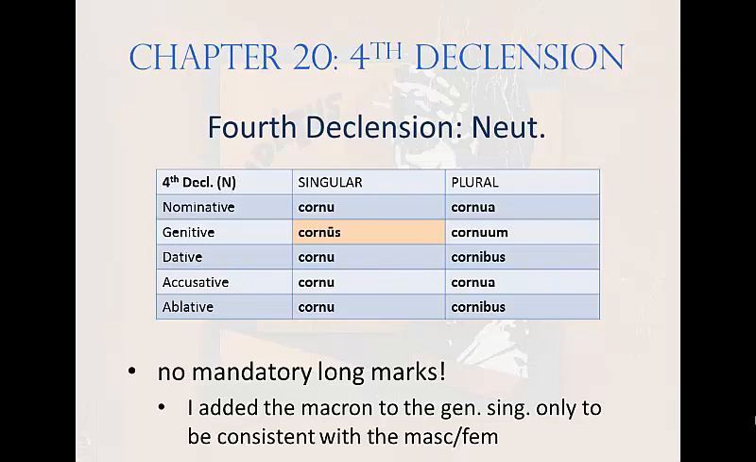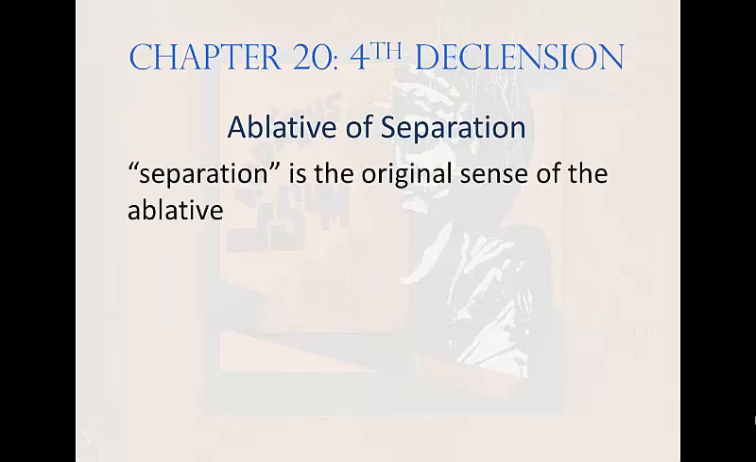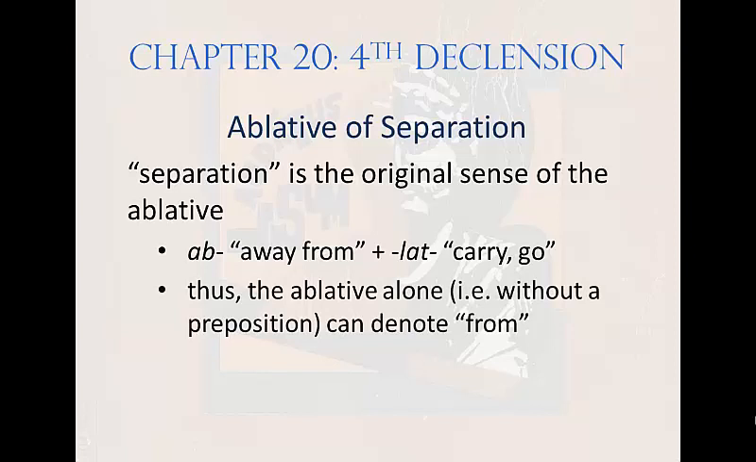Now let's look at the only other piece of grammar in this chapter, the ablative of separation. The term ablative denotes separation in Latin. Ab means from, latus means carried. Thus the original use of the ablative was to indicate where something came from. Other uses like means and objects of prepositions developed later. In other words, the ablative of separation shows the oldest, the original use of the ablative.